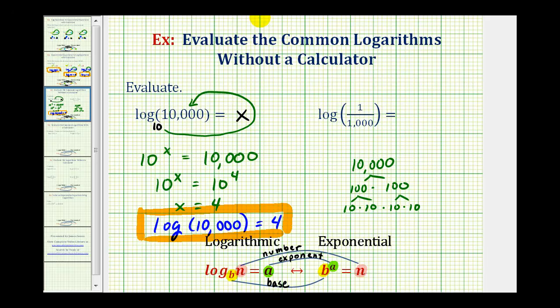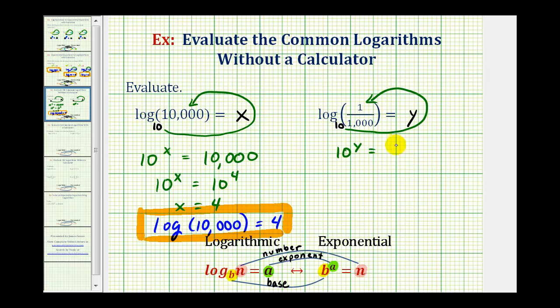Let's look at an example now where the number is a fraction. Again, we have common logs, so we need to recognize that the base is 10. We'll set this equal to y. If we determine the value of y, we know the value of this logarithm. So now we'll write this as an exponential equation. So the base is 10, the exponent is y, and it's equal to 1 over 1,000. So we have 10 to the power of y equals 1 over 1,000.